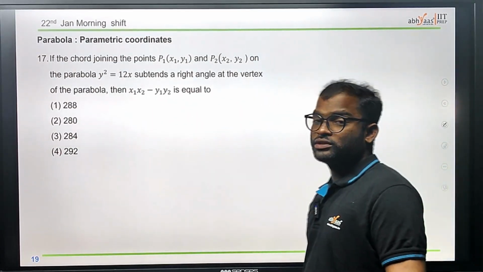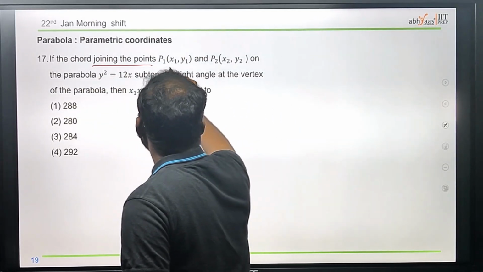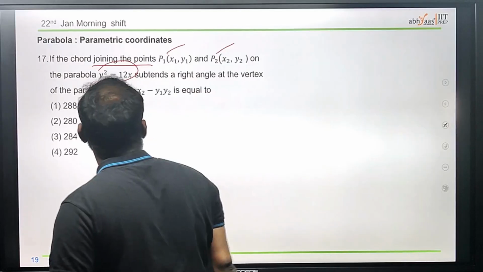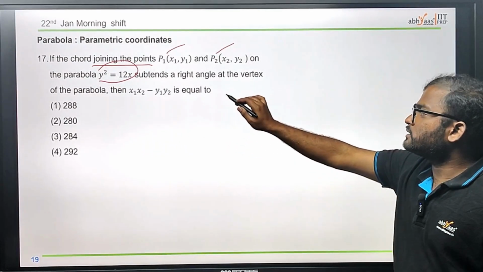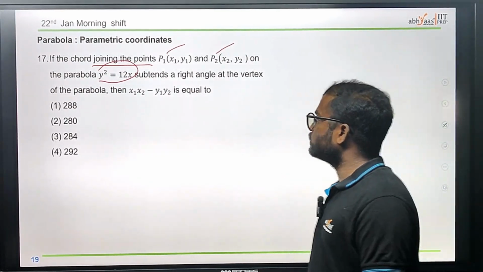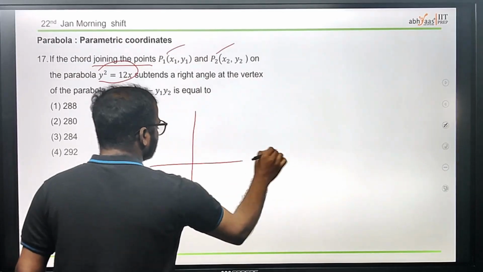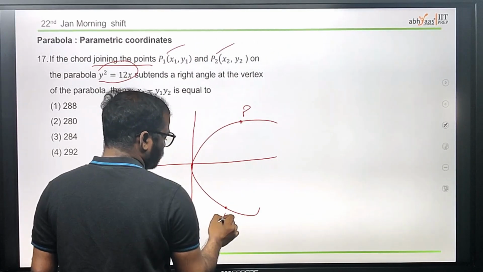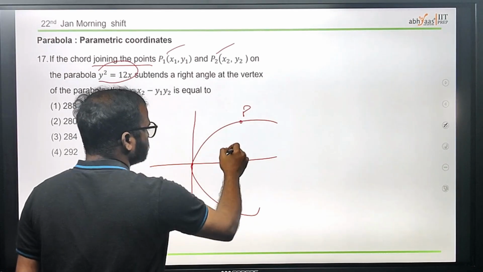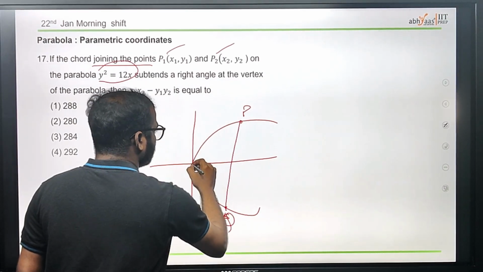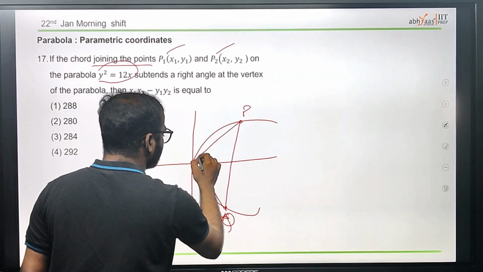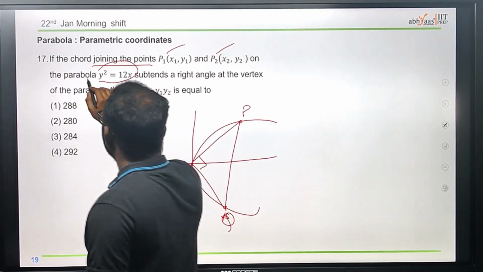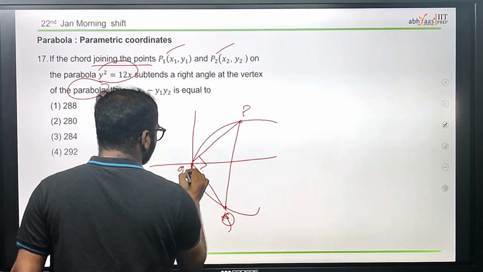Now coming to the parabola question: if the chord joining the points, this one and this one, on the parabola y square is equal to 12x, subtends a right angle at the vertex. They are given like this situation, we have the points P and Q. Now we have this one and this one making a right angle at the vertex of the parabola.